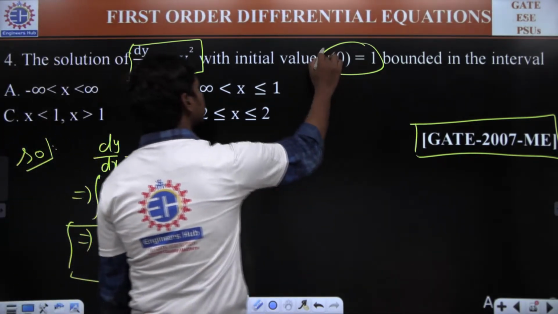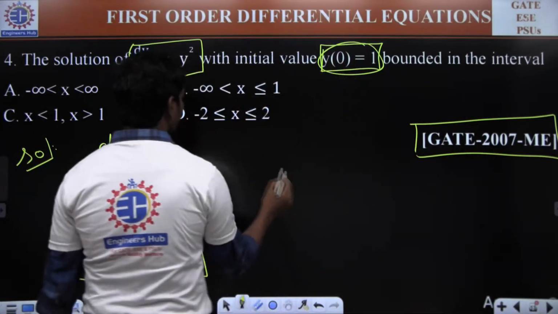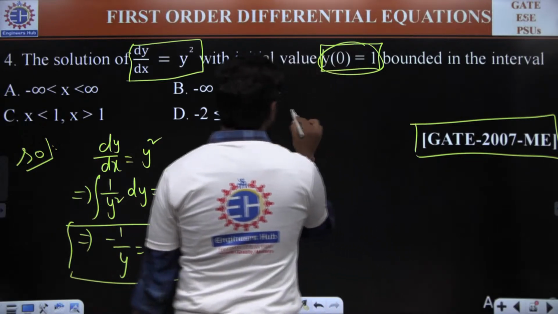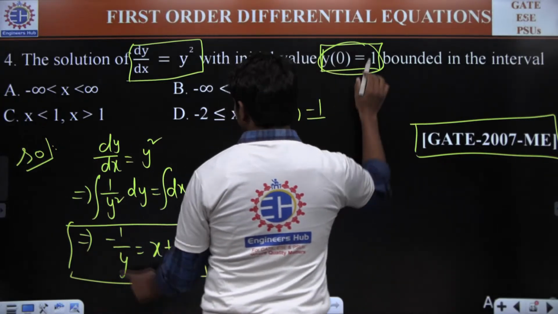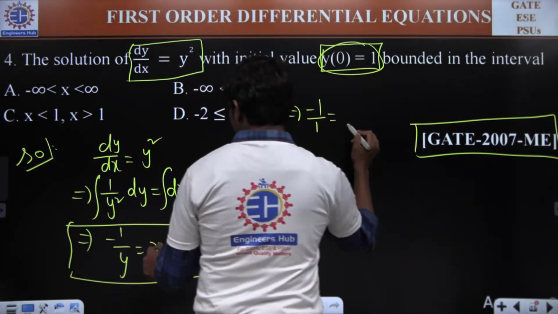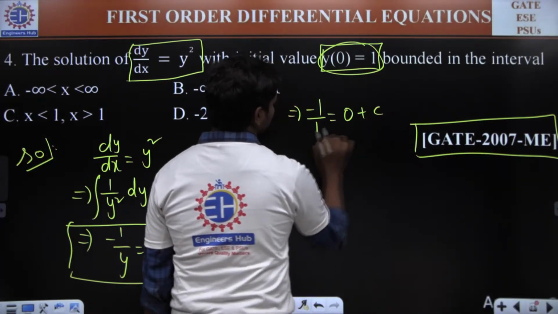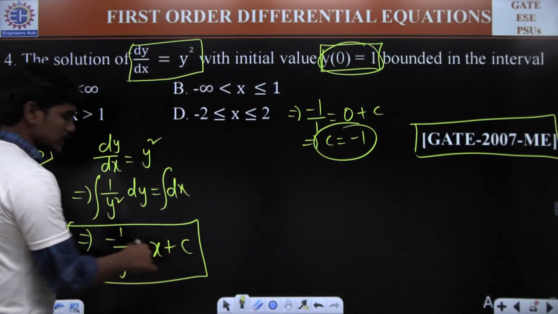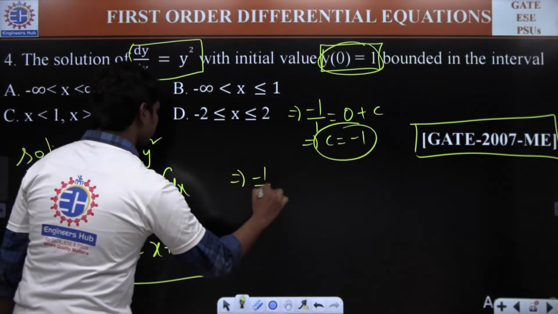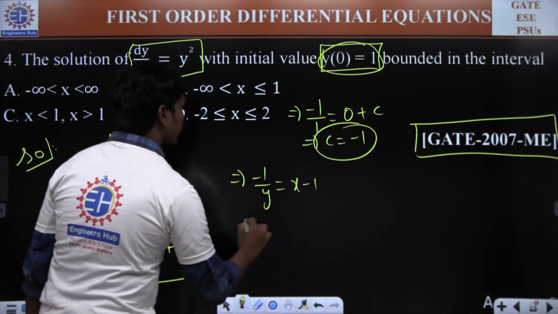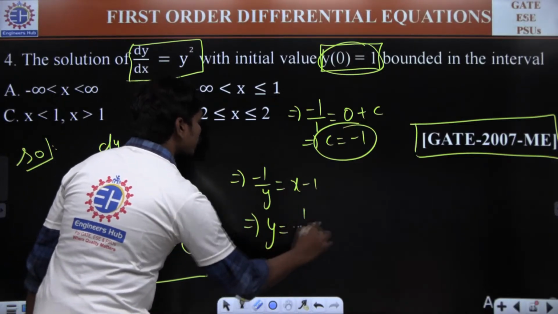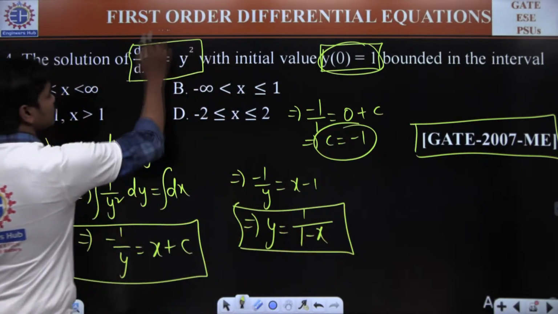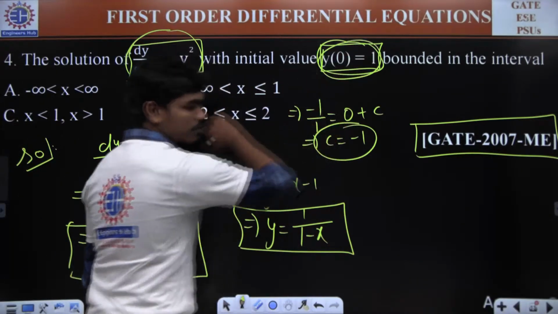And it's given the boundary condition y of 0 is equal to 1. So if you put x is equal to 0 and y is equal to 1 simultaneously in this equation, this implies minus 1 by y is equal to 1 when x is equal to 0 plus c. So c is equal to minus 1. This is what you have. So if you write the complete solution, you have minus 1 by y is equal to x minus 1, and y is equal to 1 by 1 minus x. Correct? This is the complete solution of this particular differential equation, which also satisfies this boundary condition.